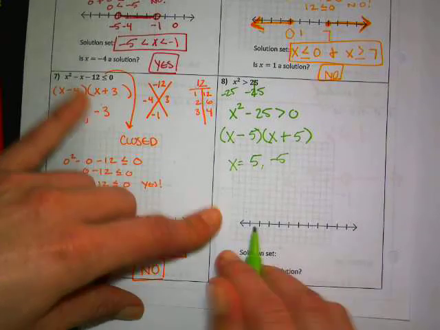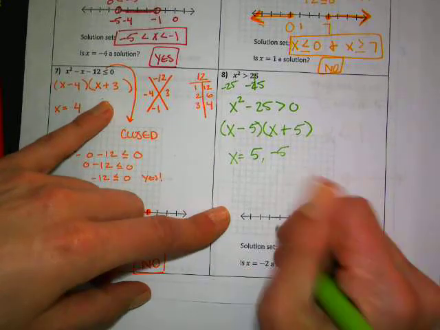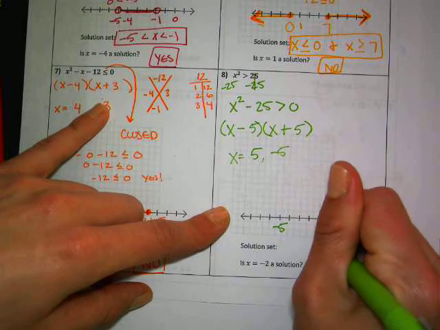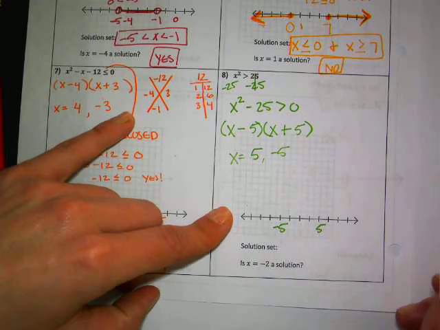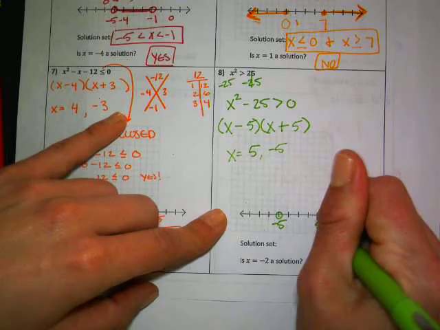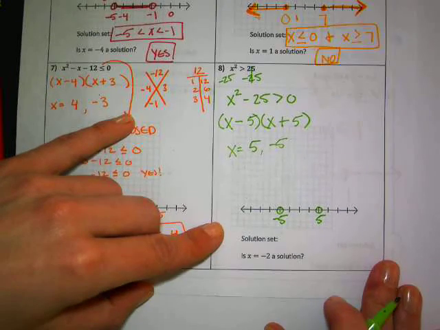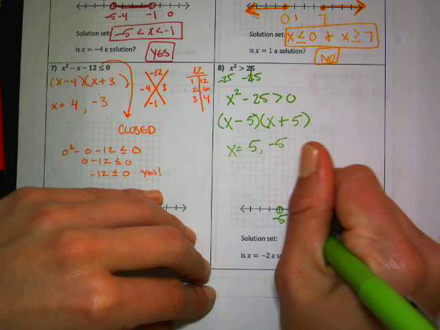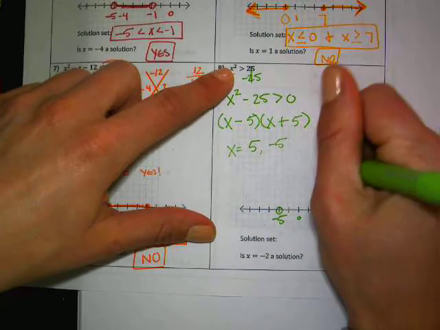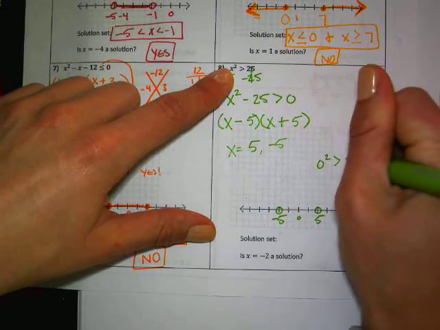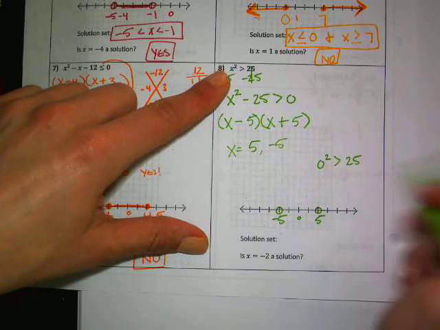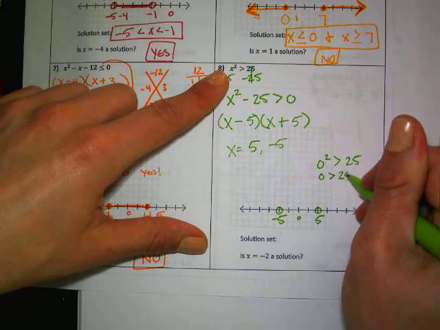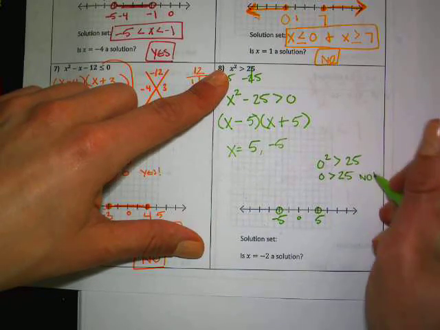Which one goes first on your number line? Negative 5. Open circle or closed circle? Open, open. All right, now what number do we use in the middle? 0, which is in the middle. All right, so we're going to use 0 here. 0 squared is greater than 25. What's 0 squared? 0. Is 0 greater than 25? No, so we have to shade away.